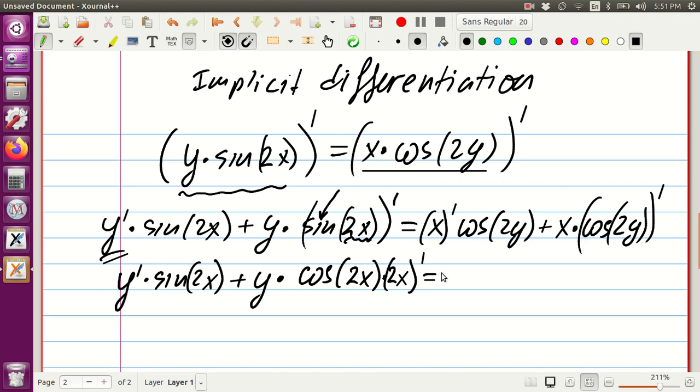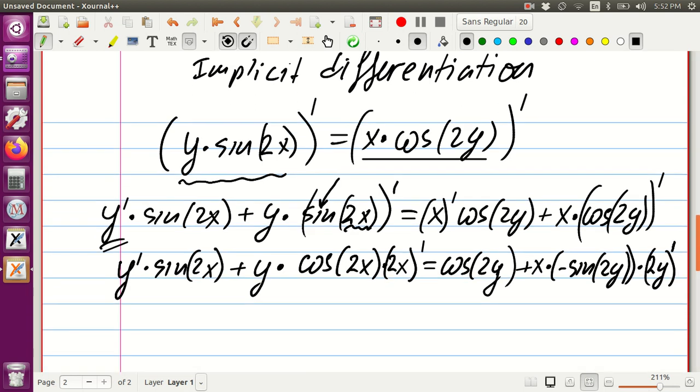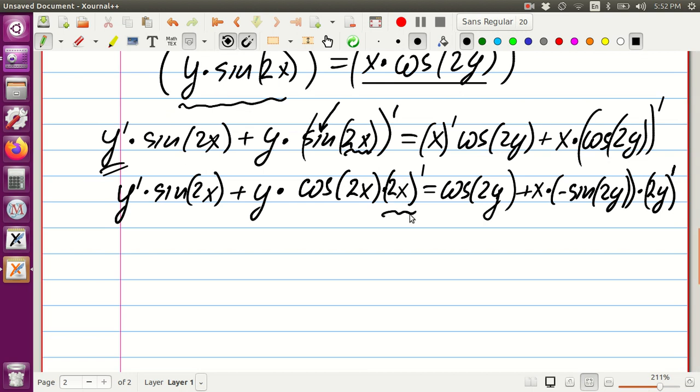The derivative of x is 1, so it's 1 times cosine of 2y plus x times, and now we have to find the derivative of cosine of 2y. So it's very similar to the previous sine derivative. We have to find the derivative of cosine first, which is negative sine of 2y times the derivative of 2y, since I'm using the chain rule. So we go through, we have prime over here and we have prime over here.